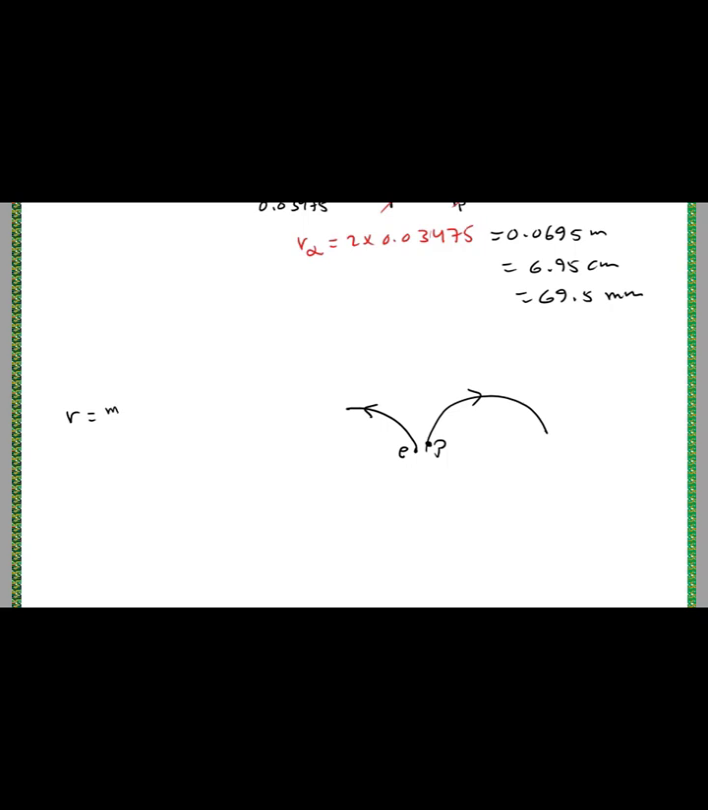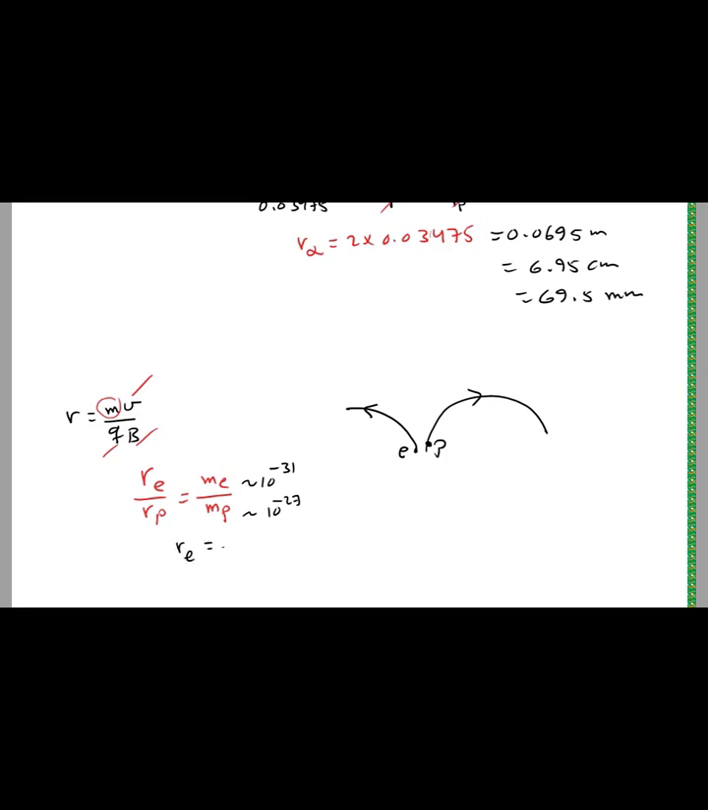R equals mv over qB. Now here they have the same v, same B, same q, but they are different in mass. So R for electron over R for proton equals mass of electron over mass of proton. Now the mass of electron is of order of 10 to the minus 31, and this is of order minus 27. So the R for the electron is almost 10 to the minus 4 R for protons. Very, very small compared to the proton.